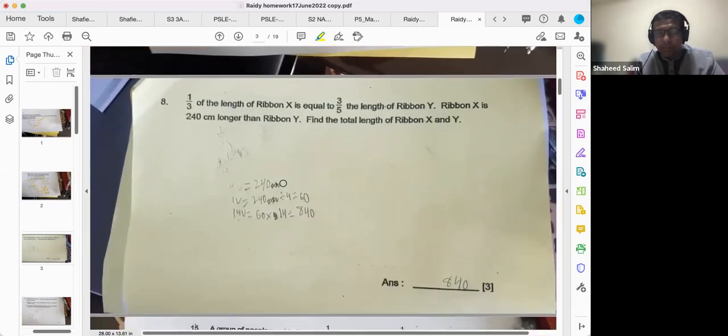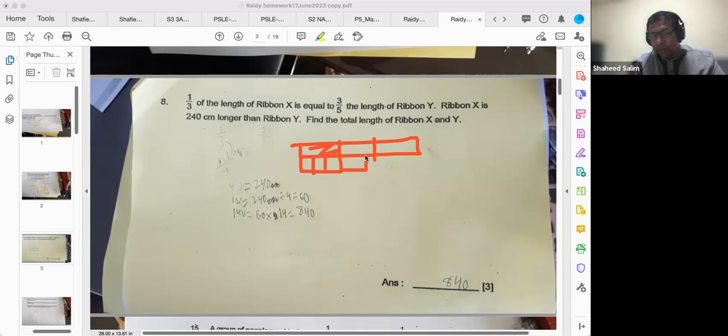1/3 of the ribbon is equal to 3. So for me, I draw a model. 1/3, there's 3 parts. 1/3 down here is equal to 3/5. So this one is 3 parts. Total, there's 5 parts. But these 3 parts equal to 1 part of Y. All together, I can cut. There's 9 parts in X. There's 5 parts in Y.